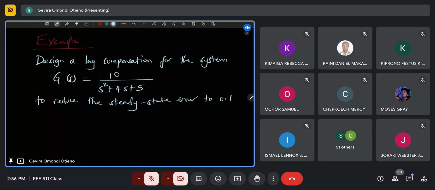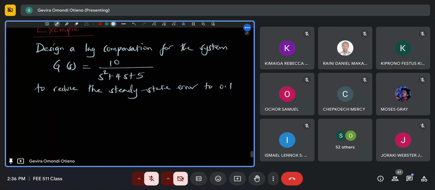So notice here you're only given one parameter that is expected, because it is assumed that when you're designing the lead compensator, that will take care of the transient response and the stability. But when you're designing using a lag compensator, all you're taking care of is to reduce the steady state error. So how do we solve this? Again, this is a very, very simple design. You can do it, but you just have to be very keen.